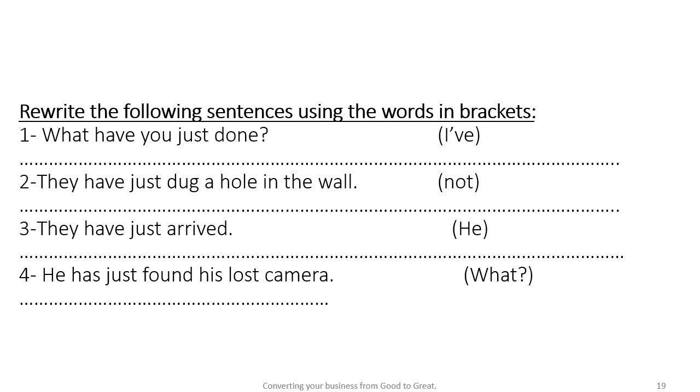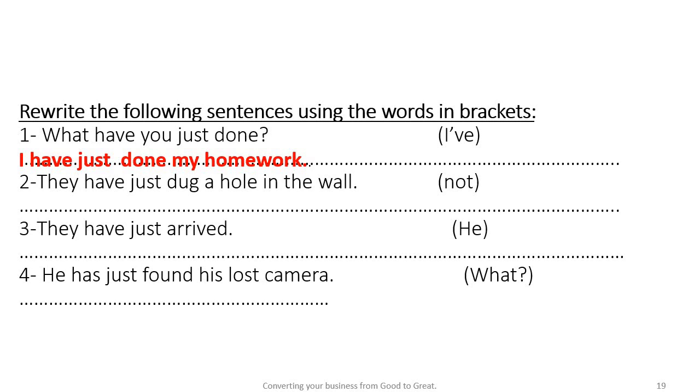Now it's time for practice. Rewrite the following sentences using the words in brackets. Number 1, what have you just done? Use I've. I have just done my homework. We can say I've, we can say I have.